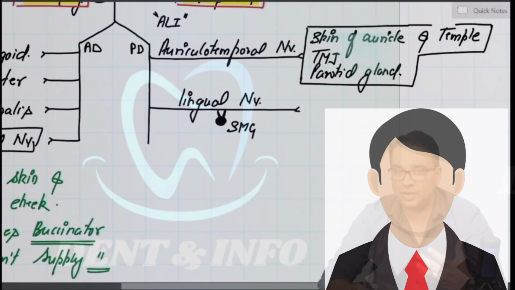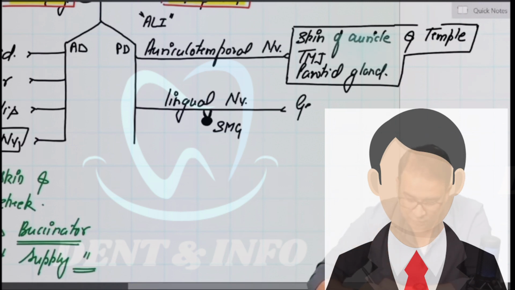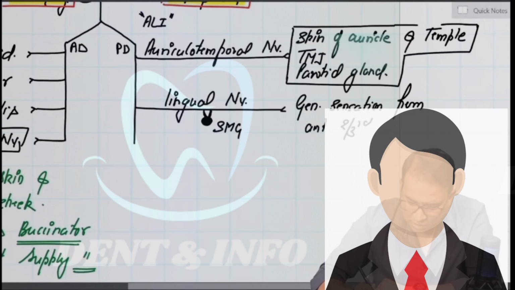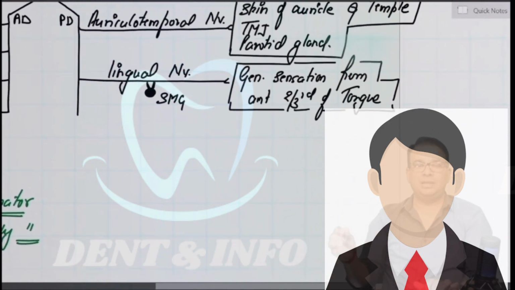And the name itself is lingual nerve, so obviously it is going to supply the tongue. This nerve is basically supplying the anterior 2/3 of the tongue. Now what exactly is it doing on the anterior 2/3 of the tongue? It is taking the general sensation from there. General, not the taste sensation, guys, only the general sensation from the anterior 2/3 of the tongue.